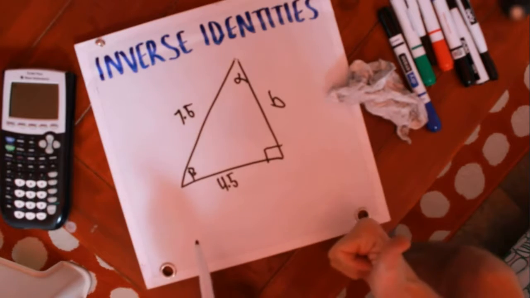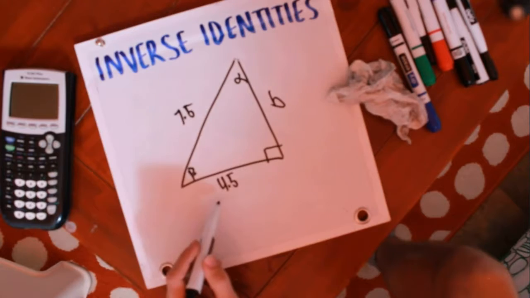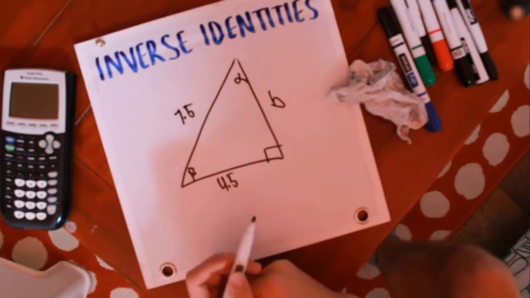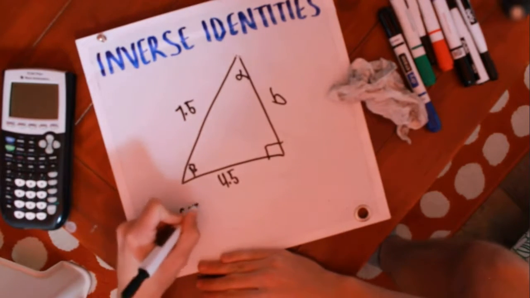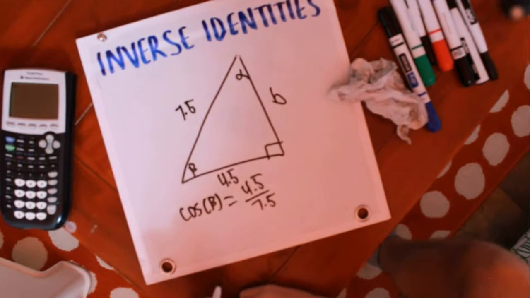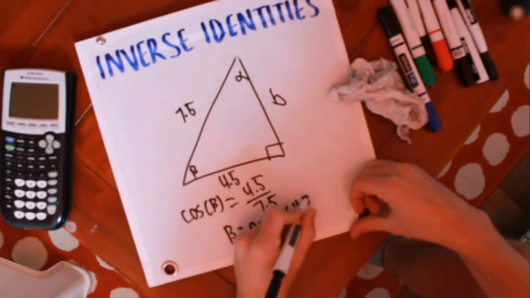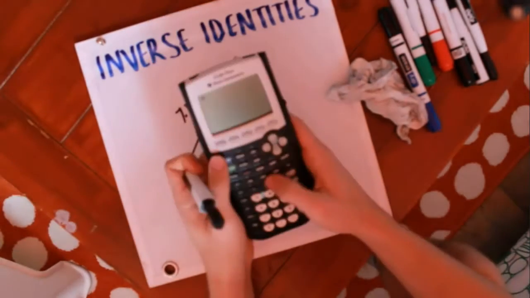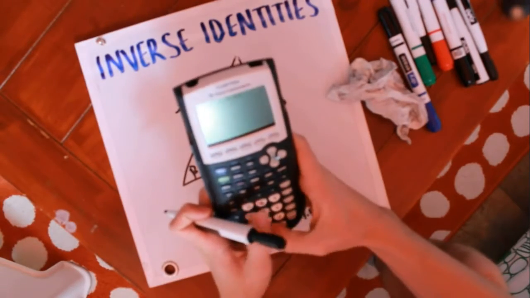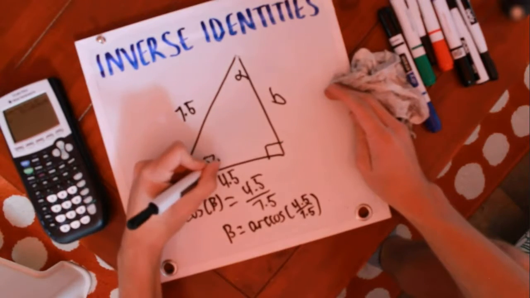Got an answer? Great! We only have beta's adjacent side and hypotenuse, and we only have alpha's opposite side and hypotenuse. This tells us which ratios to use for each angle. First, let's solve for beta using cosine. We know that cosine of beta is 4.5 over 7.5, so using the inverse ratio for cosine, we can conclude that beta is equal to arccosine of 4.5 over 7.5. And typing this into our calculator on degree mode, we know that beta is about 53.130 degrees.